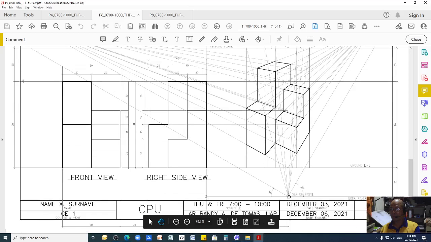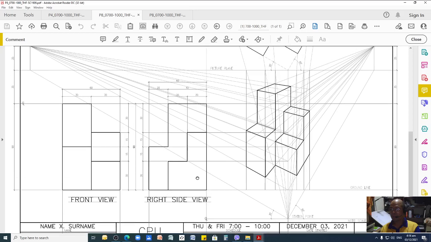Station point, actually, is like you are standing on the ground. If you look at your object sideways, this is your object, you are standing here, then you are looking towards this direction. So the ground line should be the portion where your object is resting or set.